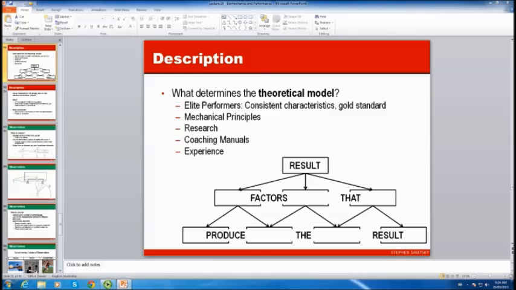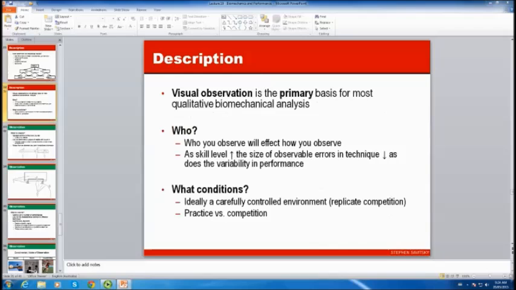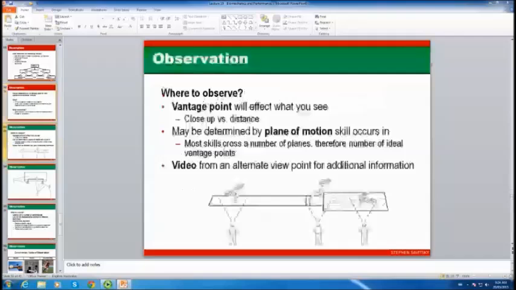Visual observation links in with the next step. So I'm going to talk about the two in one go. Who should observe and how should we observe? Let's look at this. Long jump. Person's running. They're going to jump. Where do I stand and why? There's no right answer. It depends what you're looking for.